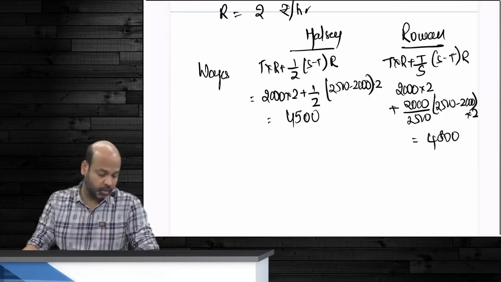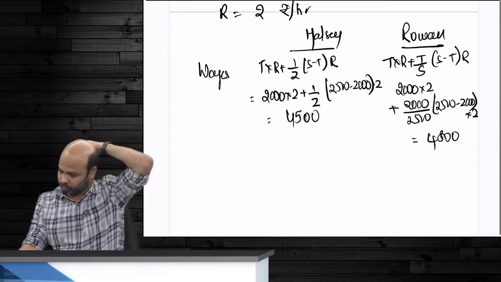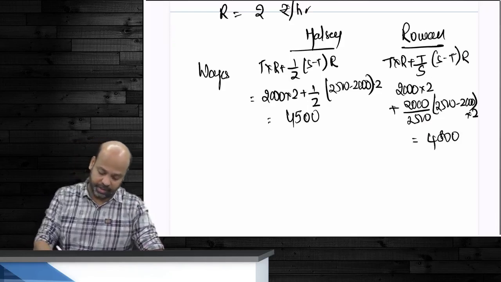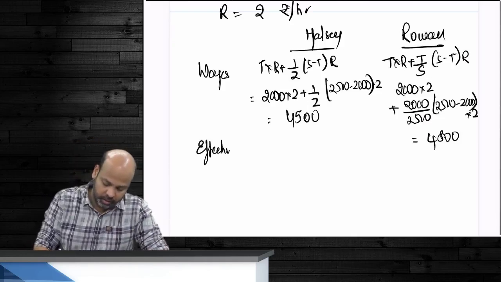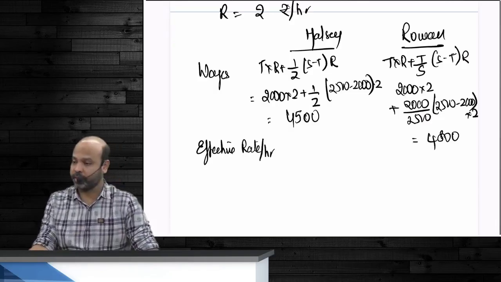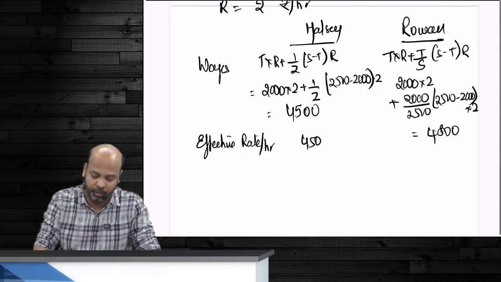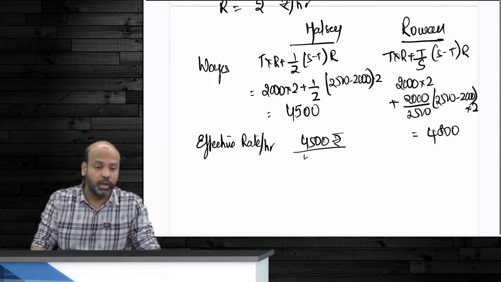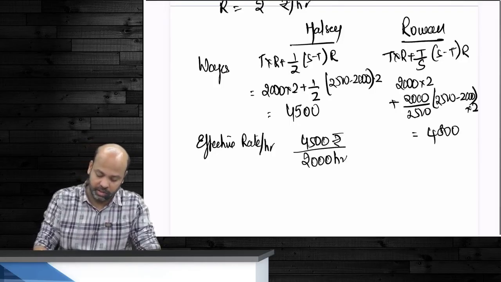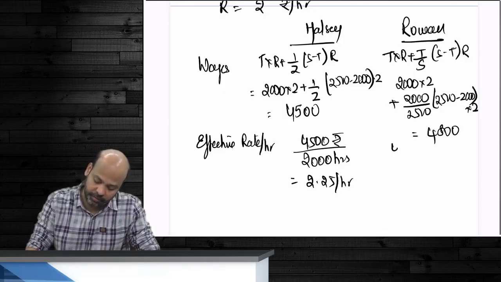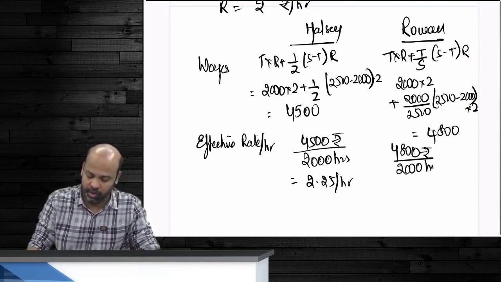Next, beta, look at the first bit. Calculate effective rate of earnings per hour. How do you compute effective rate of earnings per hour? Effective rate per hour, guys, will be: the company beta is paying them 4,500 rupees for how many hours of work? Actual time taken is 2,000 hours. So that'll become 2.25 per hour. In the other case beta, 4,800 rupees for how many hours? 2,000 hours. So how much will that be beta?